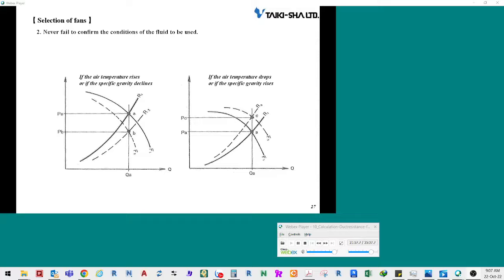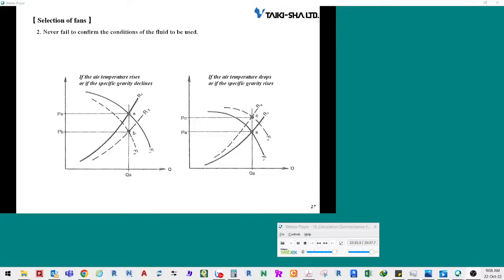Two, never fail to confirm the conditions of the fluid to be used. Information, including the fluid to be used and the operating temperature range, is displayed. If a fan not meeting the intended use is selected, trouble including failures can occur. Be sure to confirm the conditions of the fluid to be used.